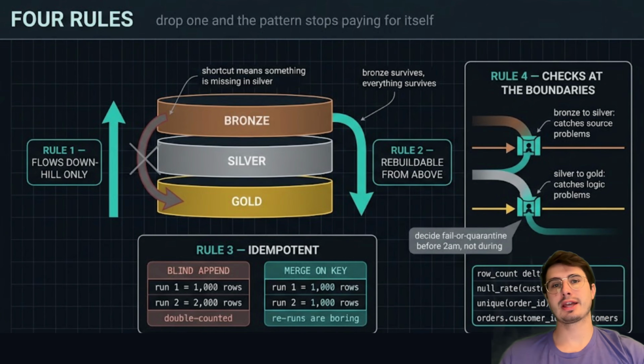Rule 2 is that every layer is reproducible from the one above it. So if bronze survives, you can rebuild everything else. If you lose bronze, then you're on a support ticket asking a vendor whether they can re-export you 18 months of history, right? And then next, rule 3 is that transformations are idempotent.